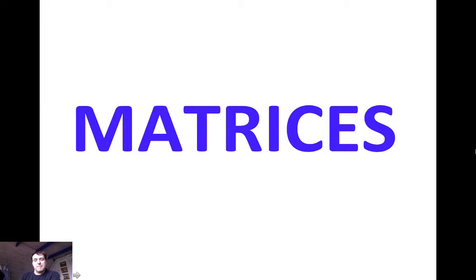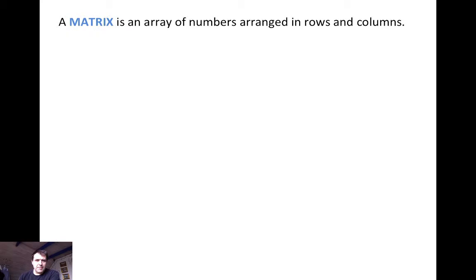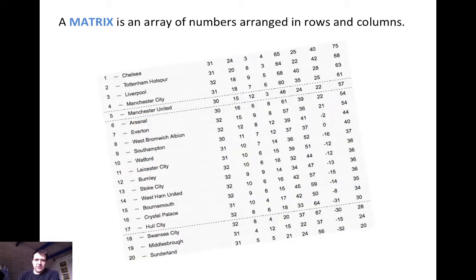Okay, so this is matrices, and matrices is the plural of matrix, and a matrix is an array of numbers arranged in rows and columns. So for example, the Football League table, that's an example of a matrix. It's got rows that correspond to the various teams and columns corresponding to various information about those teams: games played, games won, drawn, lost, goals for and against, goal difference, and points.